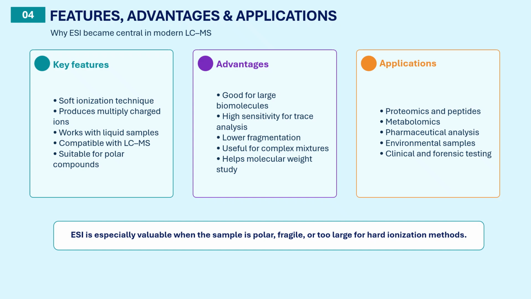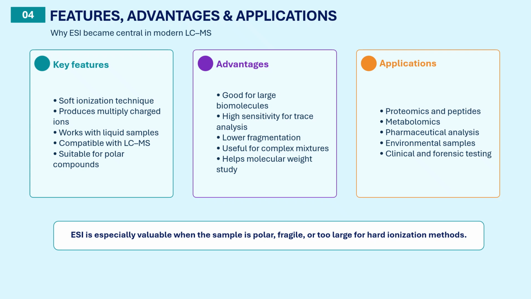Now, let's discuss the features, advantages, and applications of electrospray ionization, or ESI. ESI became very important in modern LCMS because it can directly analyze liquid samples and gently convert them into gas phase ions. First, let's look at the key features of ESI. The first feature is that ESI is a soft ionization technique. This means it causes less fragmentation and helps preserve the original structure of the molecule.